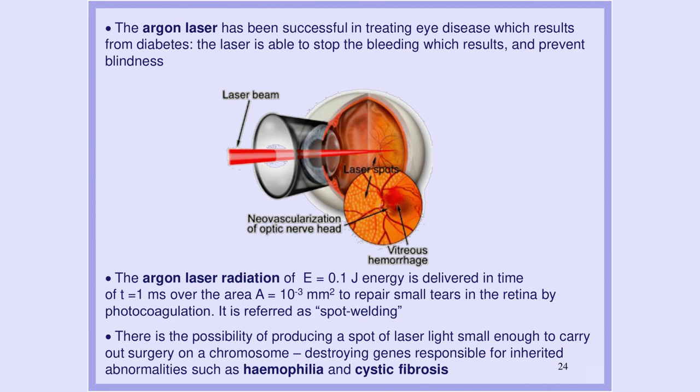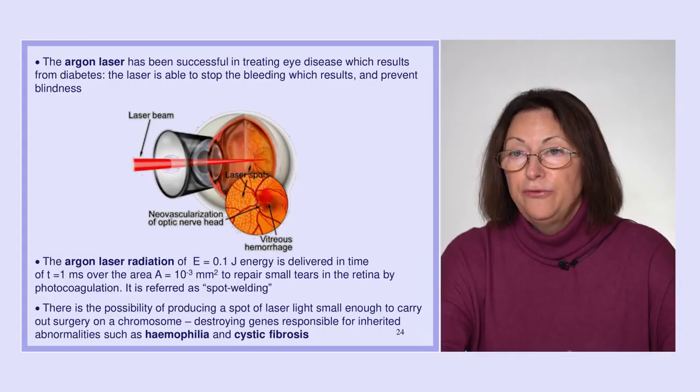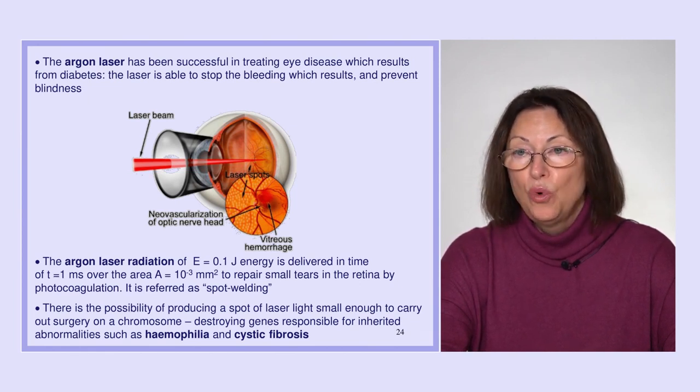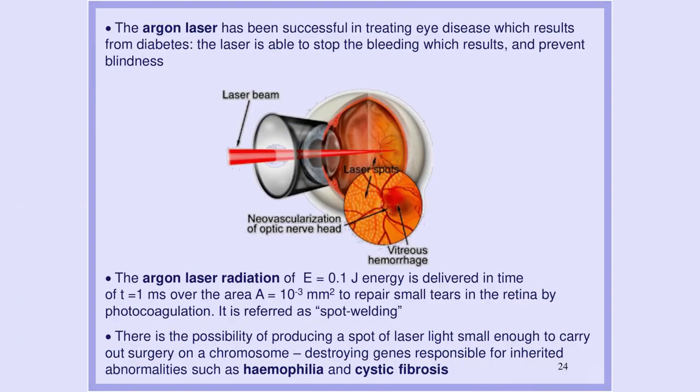The argon laser radiation of 0.1 joule energy is delivered in a time of 1 millisecond over the area of 10 to the power minus 3 millimeter squared to repair small tears in the retina by photocoagulation. It is referred to as spot welding. One more example of the implementation of the argon laser.